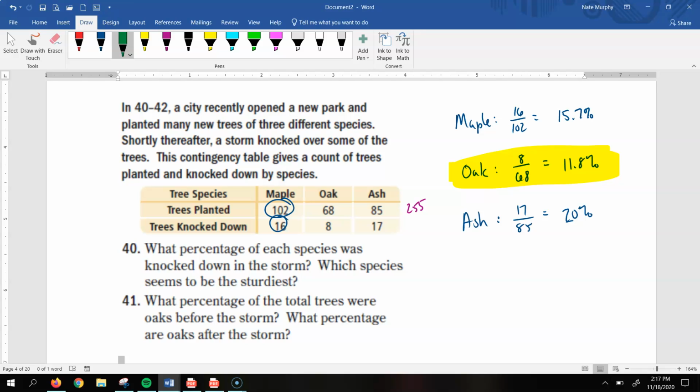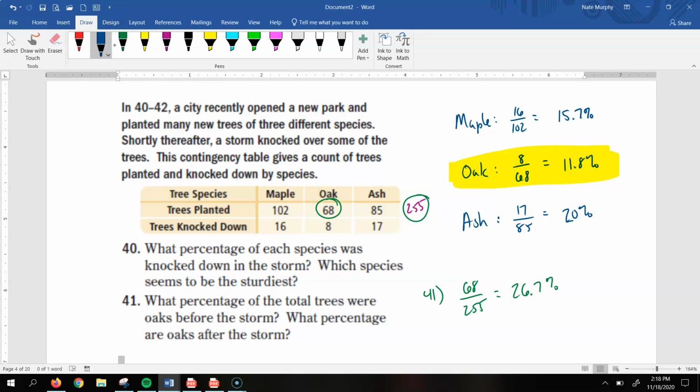And then in 41, it says, what percentage of the total trees were oaks before the storm? Okay, so out of the trees before the storm, there were 68 oak trees out of 255 that were planted. So this is for 41 here. So we would have 68 divided by 255. And when you do that, you get about 26.7%. So about 26.7% of all the trees that were planted were oak trees.